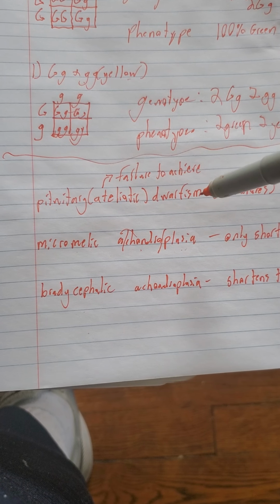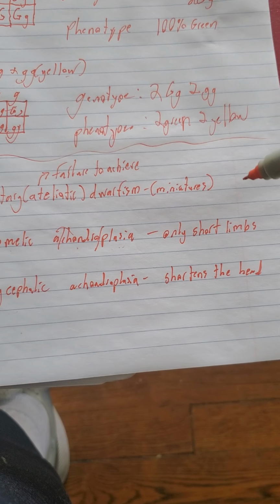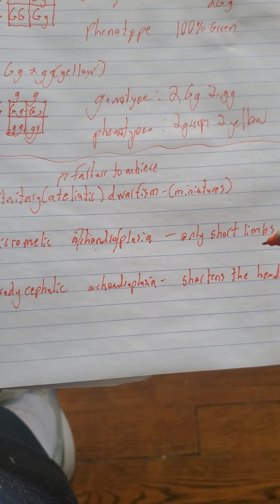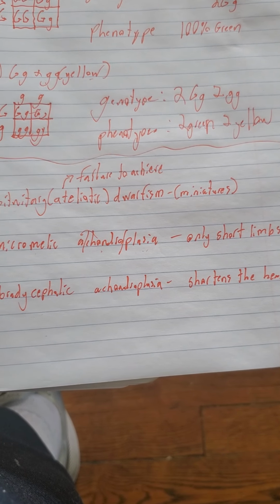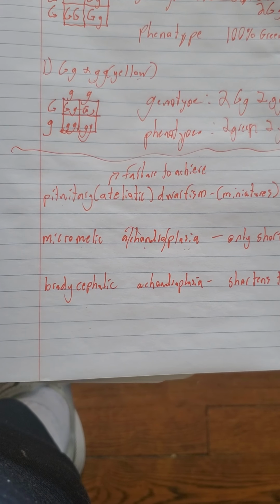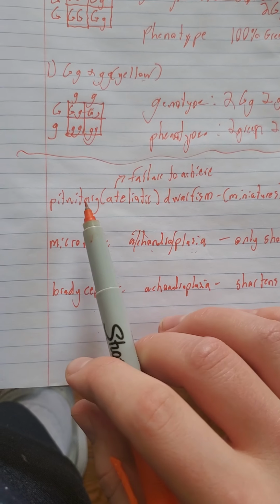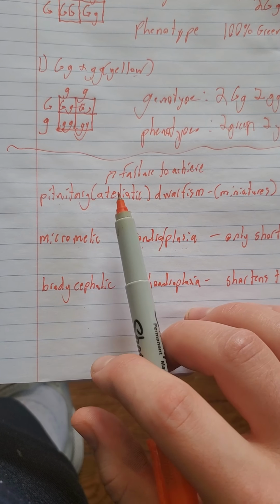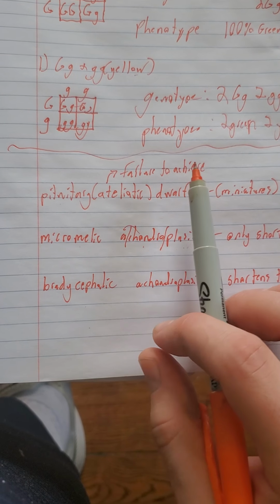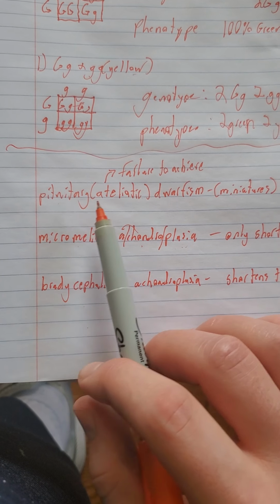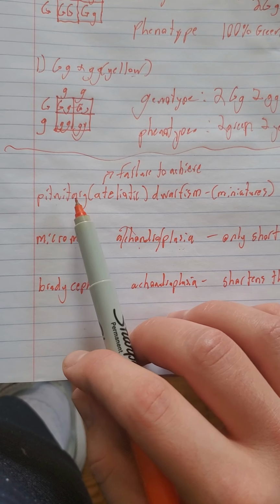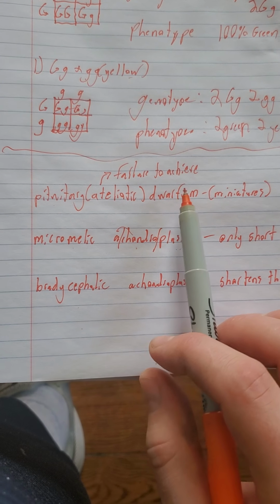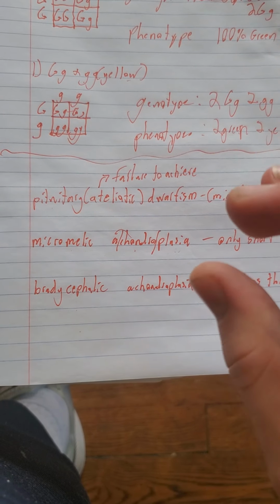Micromelic achondroplasia, that's only short limbs. Bradycephalic achondroplasia shortens the head. So now we're wondering, what's the difference? Your pituitary gland is what gives you your growth hormones. Ateliotic is just Latin for failure to achieve. So failure to achieve your normal pituitary gland, which results in dwarfism. So that's just pituitary ateliotic dwarfism. You look the exact same, just smaller.